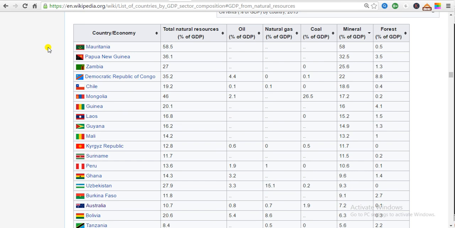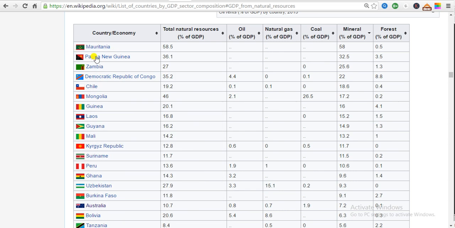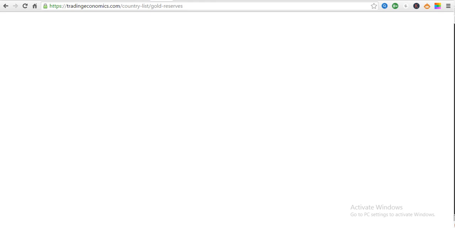So the appreciation of gold should be seen, recorded, and evident in both New Guinea, right? Papua New Guinea, which is bordering Indonesia. It should be seen in this place, Papua New Guinea. It should be seen in Mali. It should be seen in Ghana and Australia.